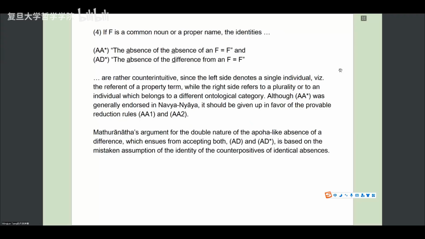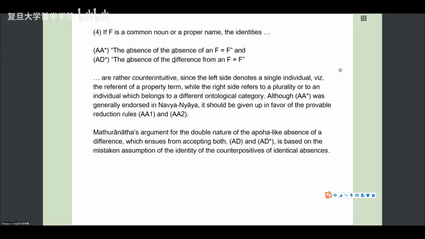4. If F is a common noun or a proper name, the identities AA asterisk and AAD asterisk, the absence of an F is F, and the absence of the difference from an F is F, are rather counterintuitive, since the left side denotes a single individual, namely the referent of a proper term, while the right side refers to a plurality or to an individual which belongs to a different ontological category. So F might be a common noun like pot, yeah? Then it makes no sense. If F is a proper name like Devadatta, it makes also no sense. Although AA asterisk was generally endorsed in Navya-Nyaya, it should be given up in favor of the provable reduction rules AA1 and AA2, which we had before.